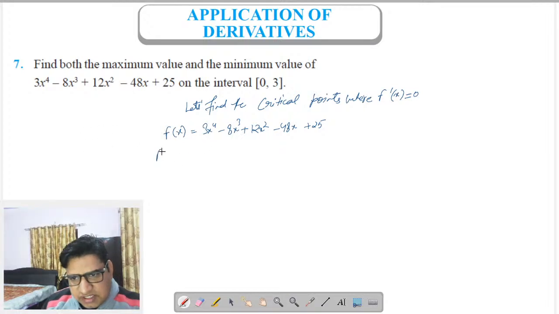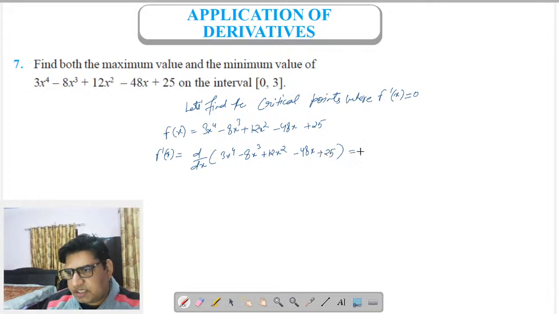So let's find out the critical point first. f dash x is nothing but d by dx of fx, which is d by dx of 3x to the power 4 minus 8x cube plus 12x square minus 48x plus 25, and this will be 12x cube minus 24x square plus 24x minus 48, and that should be equal to 0.